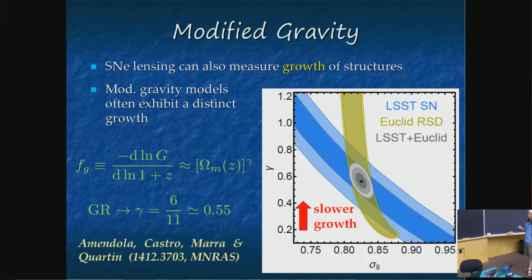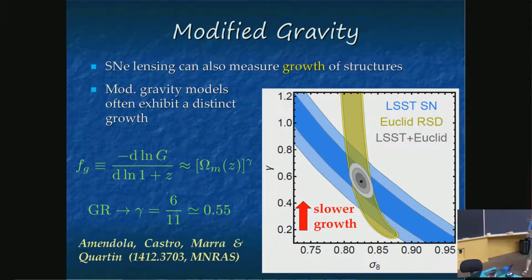So we included gamma. So here's gamma, the definition, finally, Rogério. And of course, it is 0.55. And that's the result for LSST supernova that we got, this blue line. So there's some degeneracy between gamma and sigma 8. Okay? And then we combine, for instance, Euclid redshift space distortion.